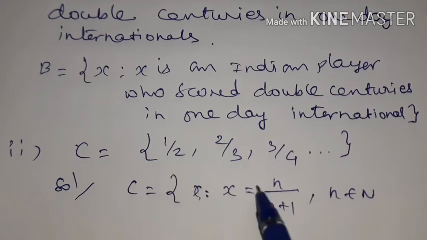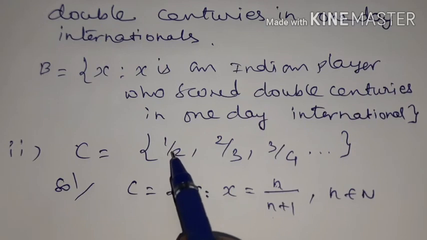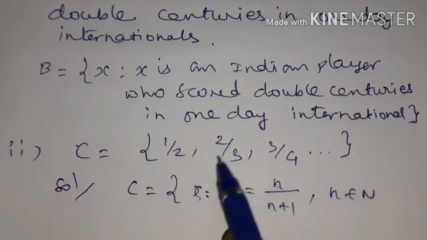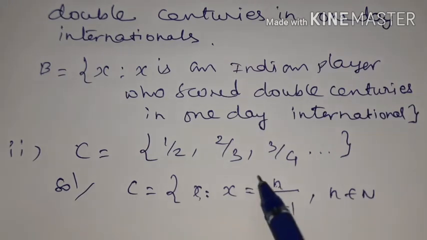Apply n equal to 1: numerator 1, denominator 1 plus 1, 2. First answer came. Then second one, n equal to 2: numerator 2, denominator 2 plus 1, 3.